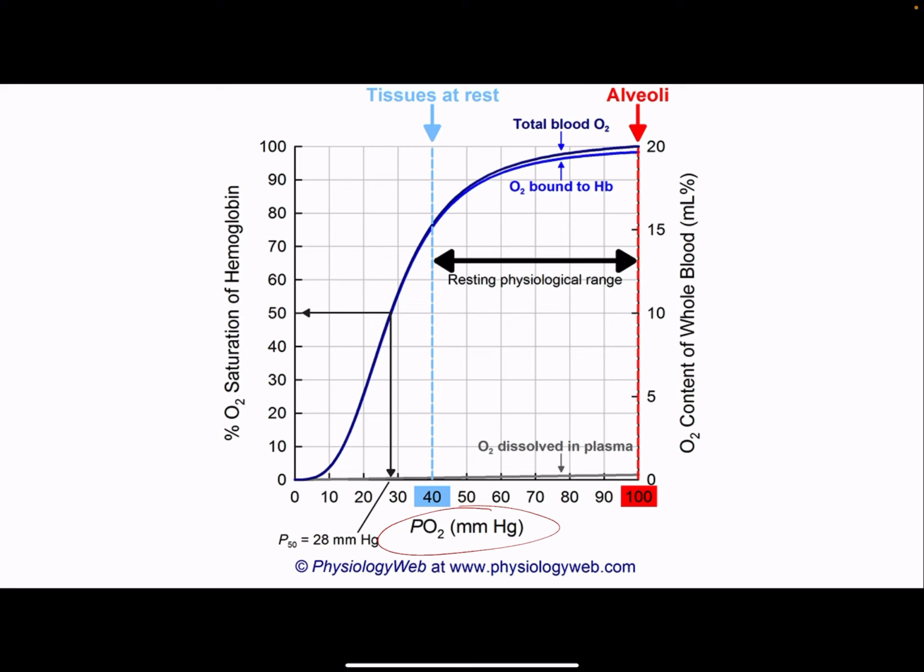And note that this is showing the oxygen dissolved in the plasma. Notice what a ridiculously small amount that is compared to the total amount of oxygen; the majority of it is oxygen that's bound to the hemoglobin. So this is what's actually contributing to the pressure, and yet most of the oxygen is carried by the hemoglobin.